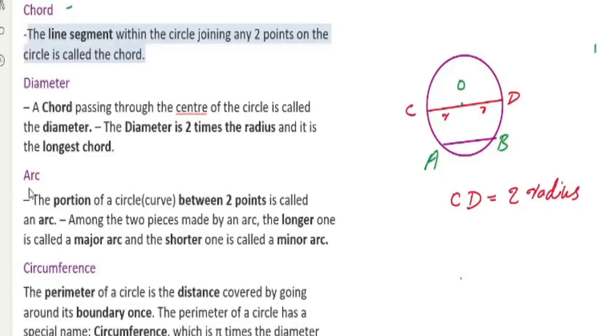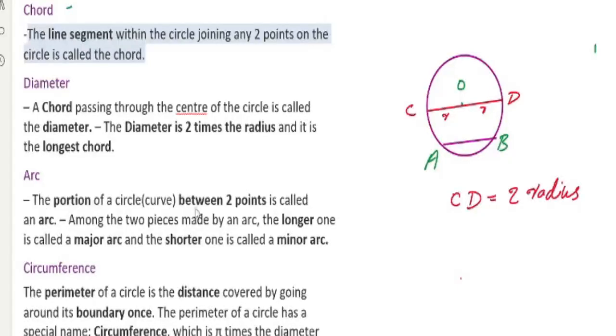Now the next term is the arc of a circle. The arc means the portion of a circle or curve between 2 points is called an arc. So here suppose we have a circle with center O. A and B are 2 points. These 2 points divide the circle into 2 parts or 2 pieces. And these 2 pieces are called 2 arcs.